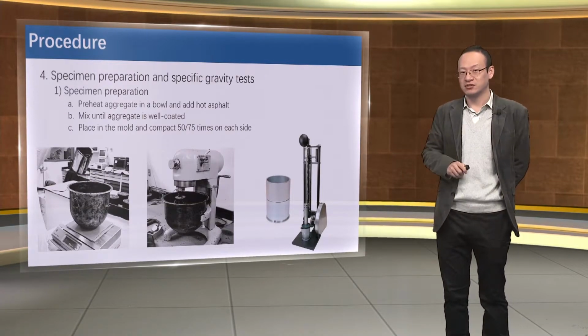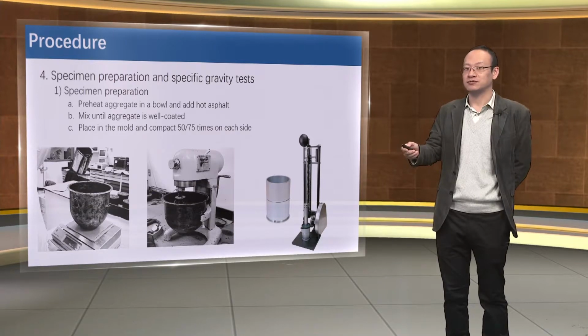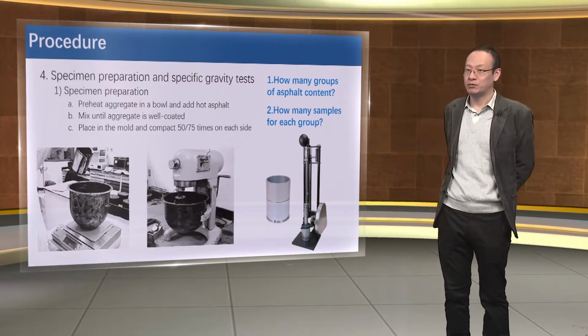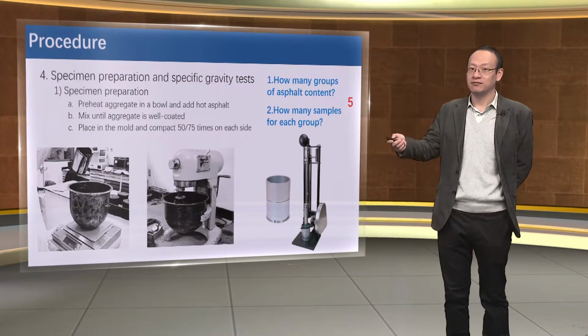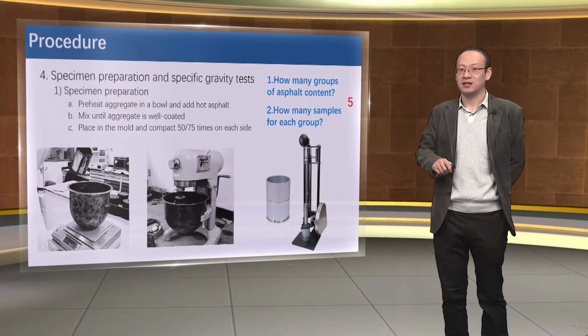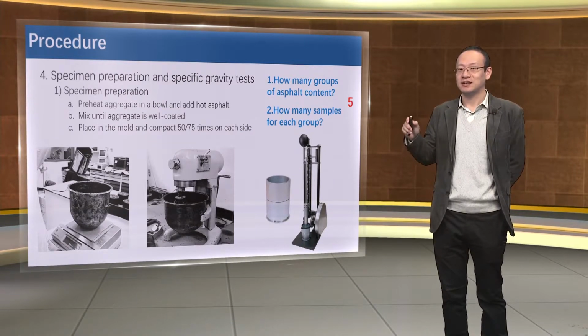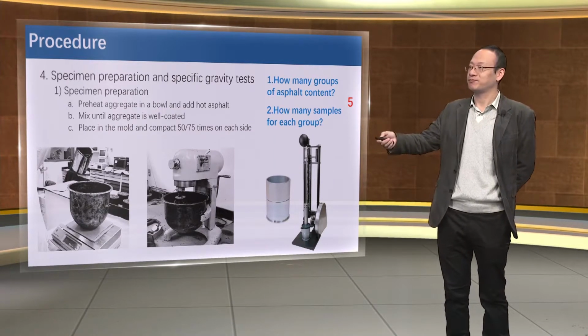Here, I have a question. How many groups of asphalt content do we need to prepare? And for each group, how many samples do we need to prepare? In China, we prepare at least 5 groups of asphalt content. And for each asphalt content, we make 5 samples.